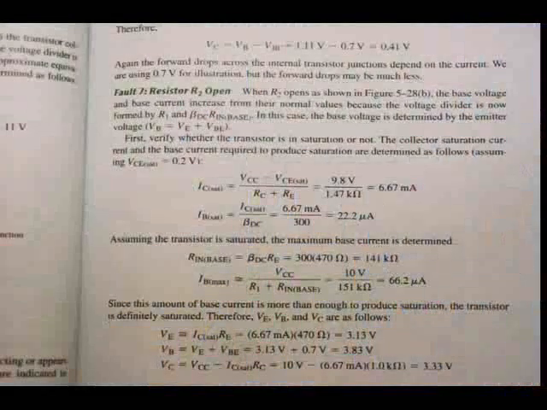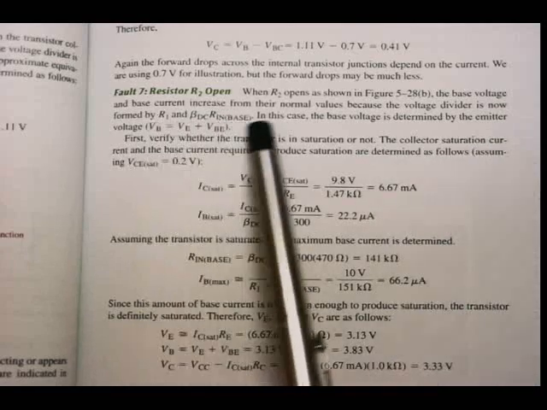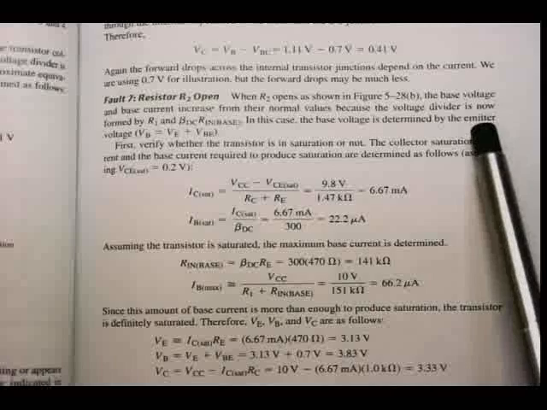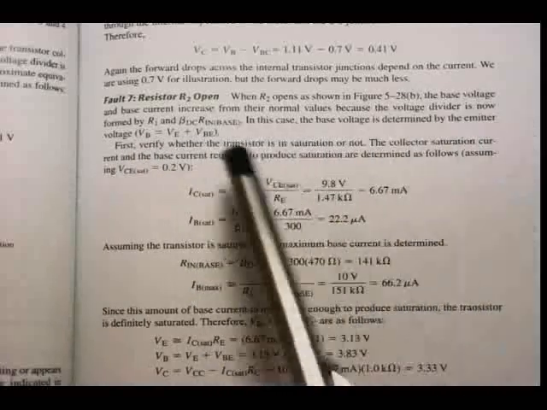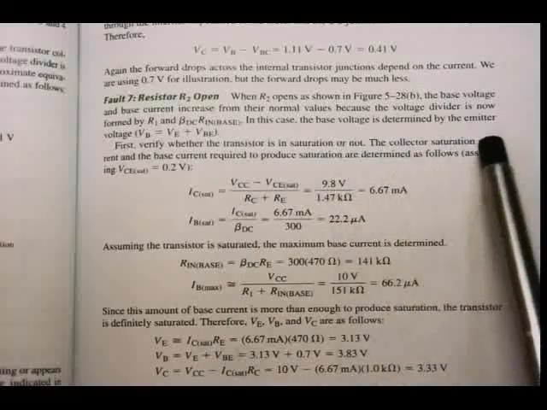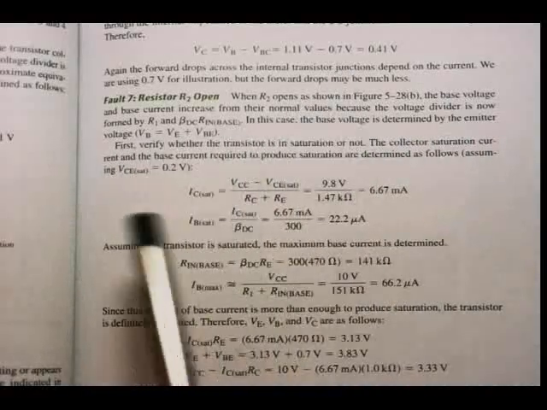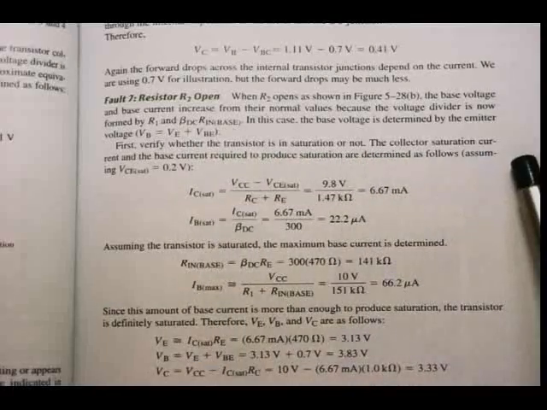When R2 opens, as shown in figure 5.28b, the base voltage and the base current increase from their normal values because the voltage divider is now formed by R1 and beta DC times RE in the base. In this case, the base voltage is determined by the emitter voltage. VB is equal to VE plus VBE. First, verify whether the transistor is in saturation or not.